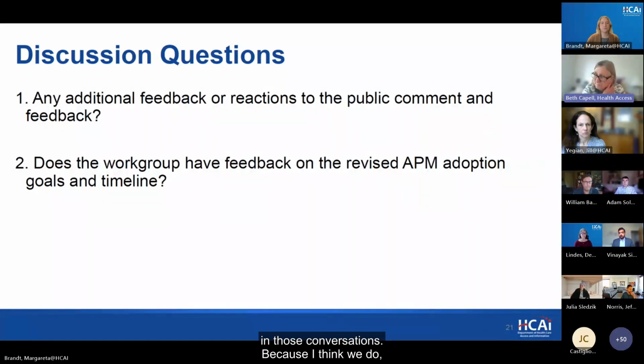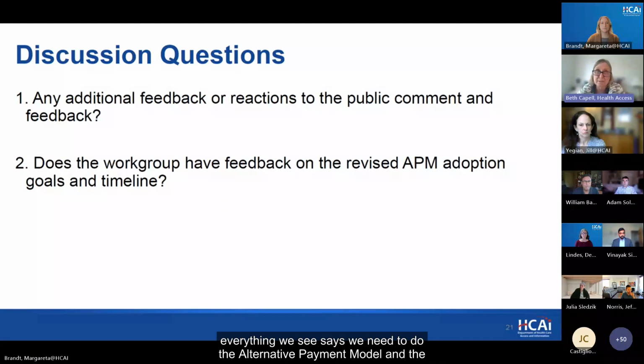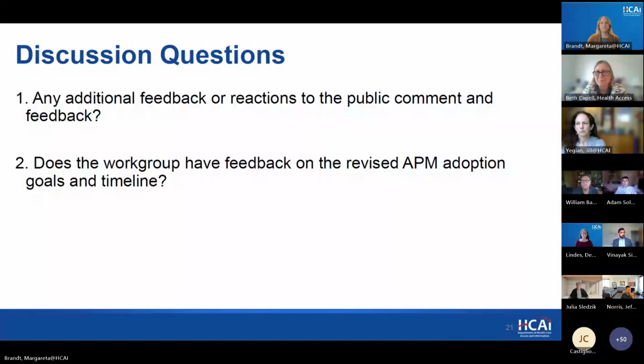Because I think we do, if we as a state are going to meet the spending targets, everything we see says we need to do the alternative payment model and the primary care changes that we're talking about today. So I'll stop there and we can talk more.